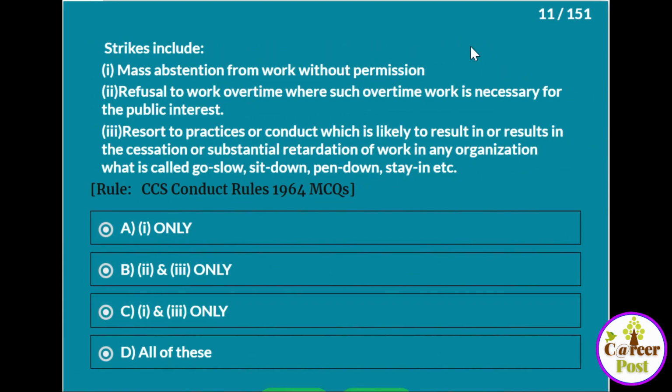Strikes include mass absenteeism from work without permission, refusal to work overtime where such overtime work is necessary for the public interest, and resort to practices or conduct which is likely to result in or results in cessation of or substantial retardation of work in any organization. What is called go slow, sit down, pen down, stay in. Which of the following statements is correct? Here the strike means all of these constitute a strike.